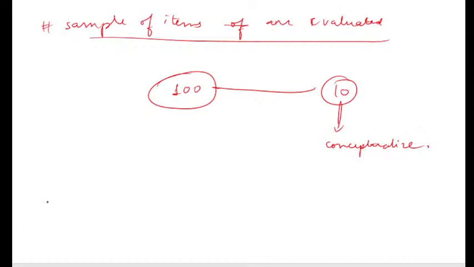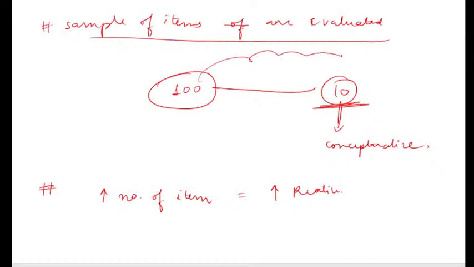And we have also learned, whenever we learn reliability, that whenever we increase the number of items, the reliability also increases. Okay, and we would also increase the sample size if there are more items. So this is its implication in the domain sampling model.